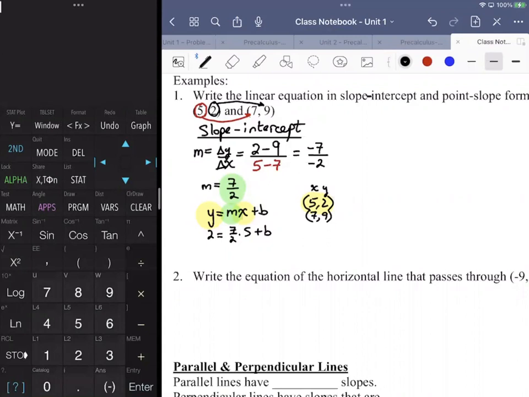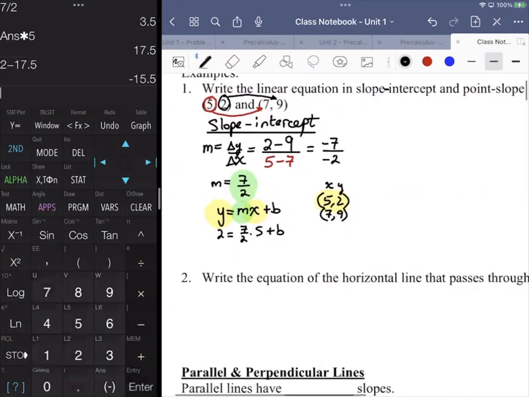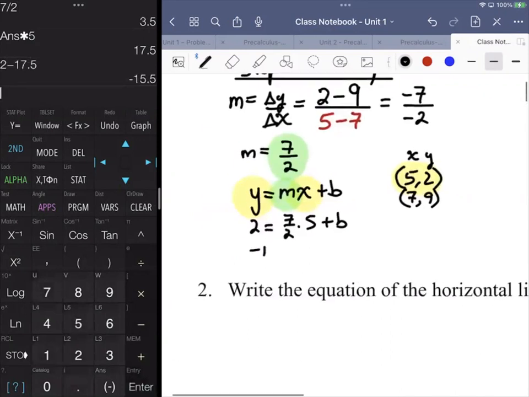All right. So on the right hand side, I want to do 7/2. Well, 3.5 times 5. So 17.5, and then subtract that from 2. So I'm looking at negative 15.5.